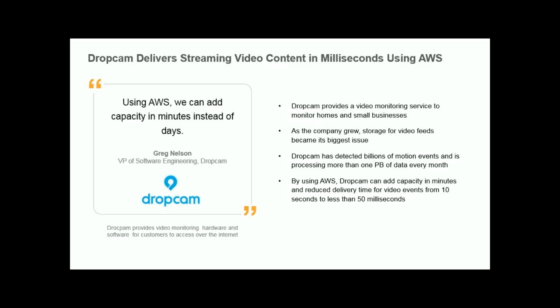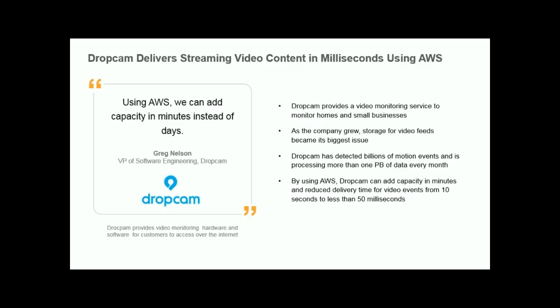So DropCam now detects billions of motion events every month, and they're processing more than a petabyte of data. Importantly for them, they've been able to move the delivery time of a video event from 10 seconds to less than 50 milliseconds. So it's been a real change in how they could surface those real-time events out to their customers.